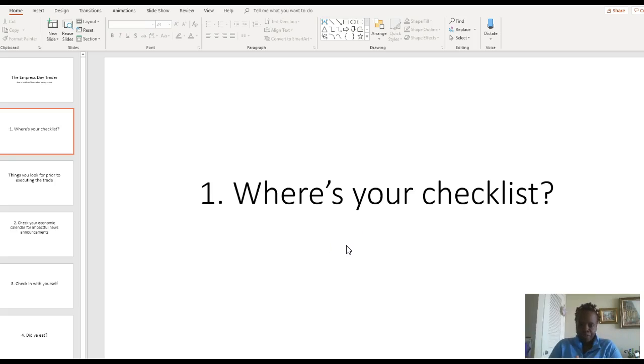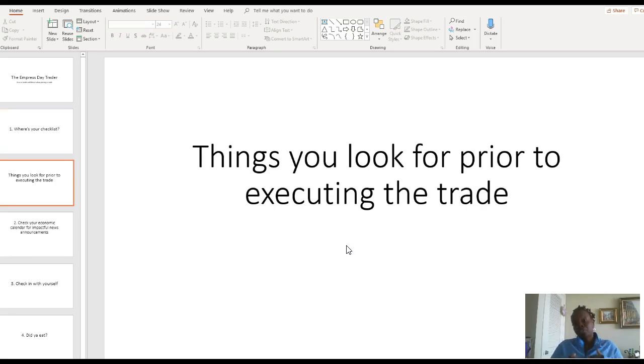Where's your checklist? When you come through our training, we're teaching you how to read the market, price action, momentum indicators, moving averages, all that good stuff. Then you build your strategy, and when you build your strategy, you have a set of criteria. Those are the things that you look for prior to taking the trade. You might have four or five criteria. You shouldn't have a whole lot, because then you'll never take the trade. So have three or four setups that you use prior to taking the trade.